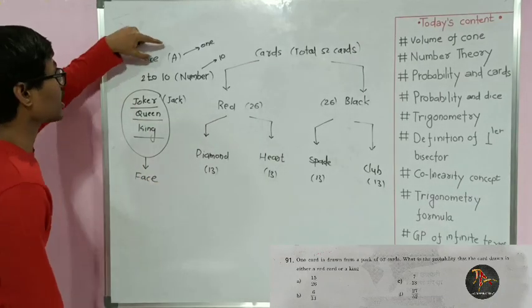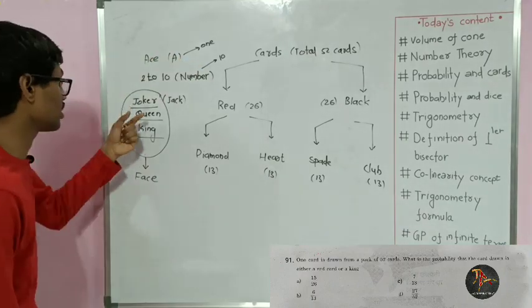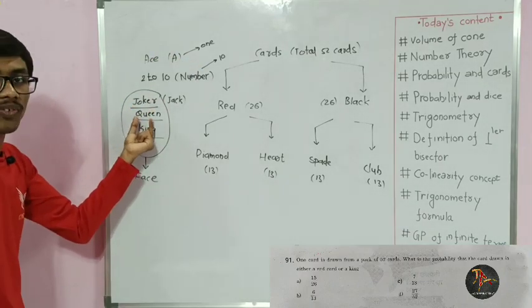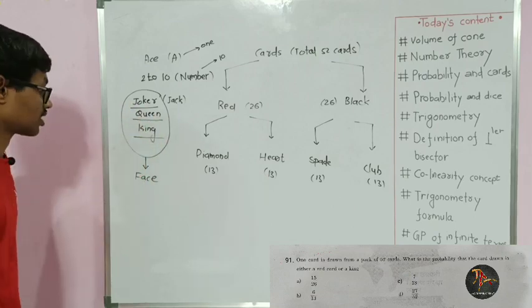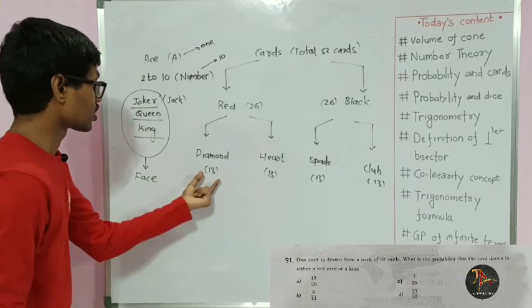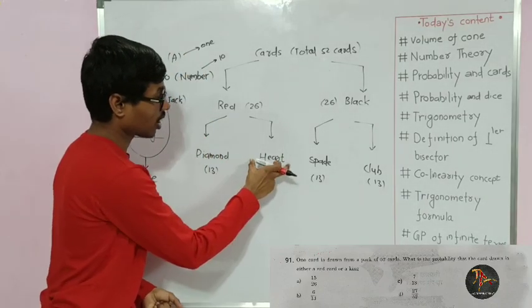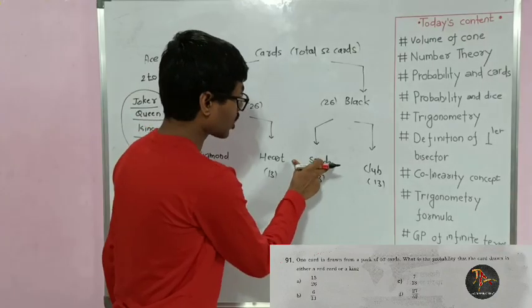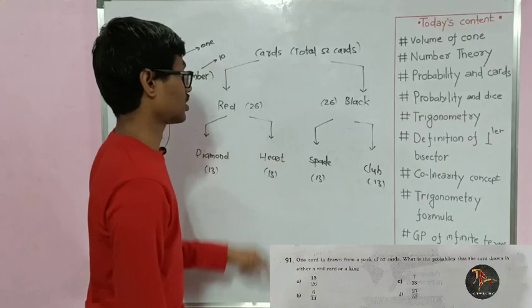Now first card is ace card. 2 to 10 are number cards and next three cards are, instead of 11 joker, instead of 12 queen is there, instead of 13 king is there. So total 13 cards. This entire set is in diamond, heart also contains this set, spade also contains this set and club also contains this set.